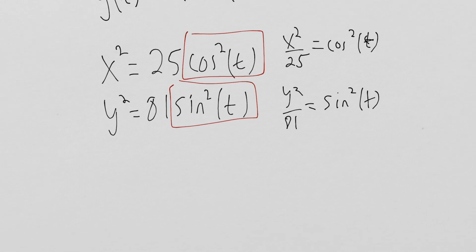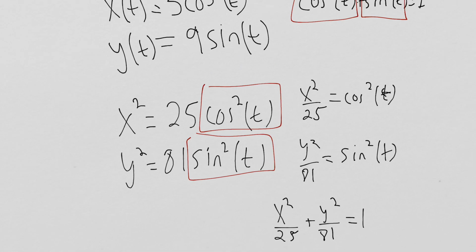So then we know that we can add cosine squared and sine squared together and set them equal to 1. So we get x squared over 25 plus y squared over 81 equals 1. And this is now Cartesian form because we have x and y in one equation, and x and y are working together to determine some output.